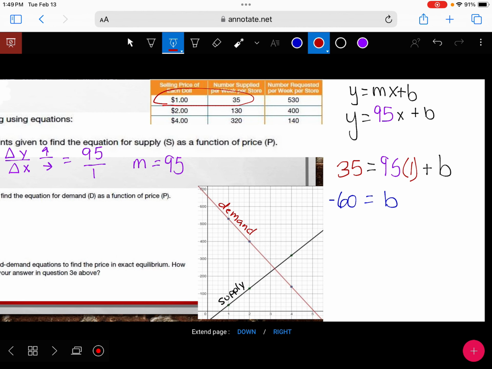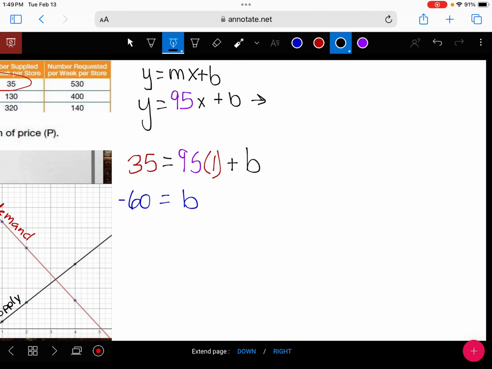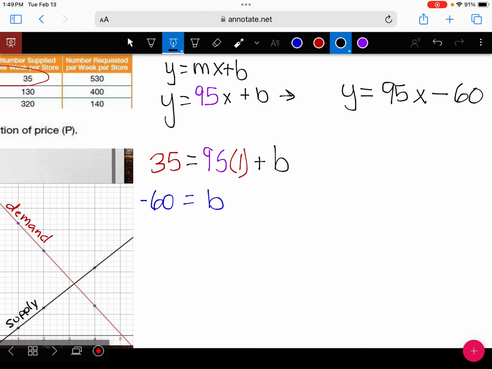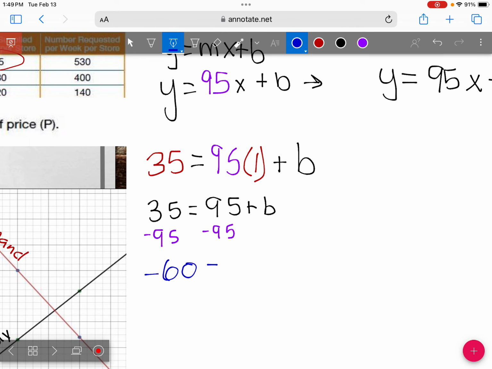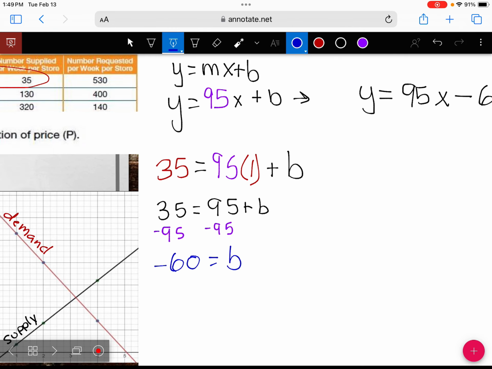So our equation for our supply line, which I'm going to give us more space to the right, we have y equals 95x minus 60. Where did she get negative 60? We finished solving this. So we did 95 times 1, and I'll write it out. Oh, I see. Yeah, so we get 35 equals 95 plus something. If we subtract 95 from both sides, we get negative 60 equals our b. Yeah, no, totally fine. We can absolutely work that through.